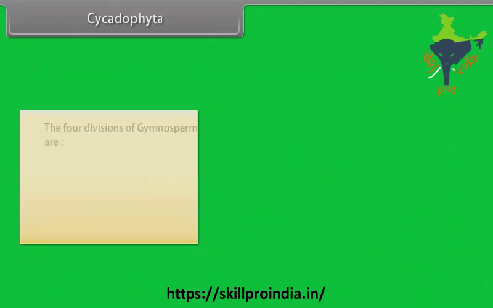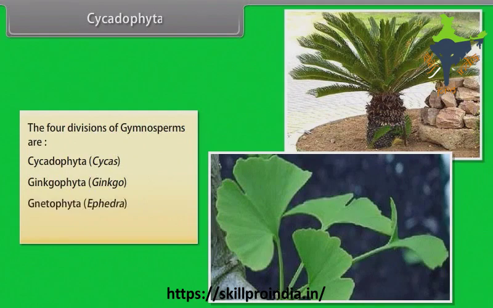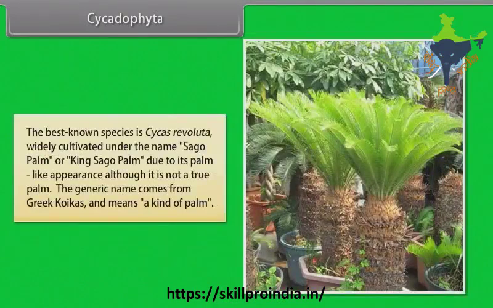Cycadophyta. The 4 divisions of gymnosperms are Cycadophyta, Cycas; Ginkgophyta, Ginkgo; Gnetophyta, Ephedra; Coniferophyta, Pinus. The best-known species is Cycas revoluta, widely cultivated under the name sago palm or king sago palm due to its palm-like appearance, although it is not a true palm. The generic name comes from the Greek kykas and means a kind of palm.